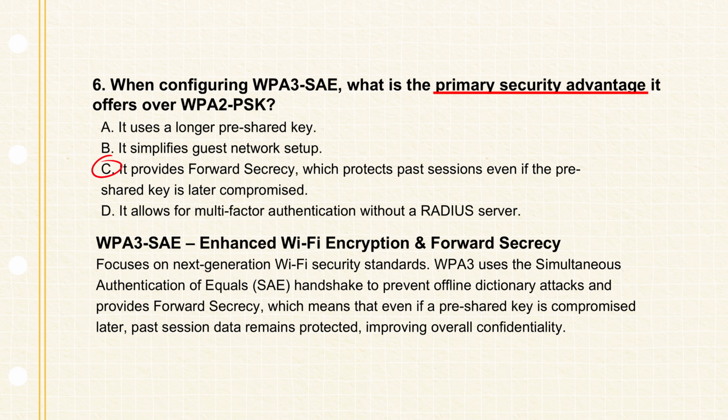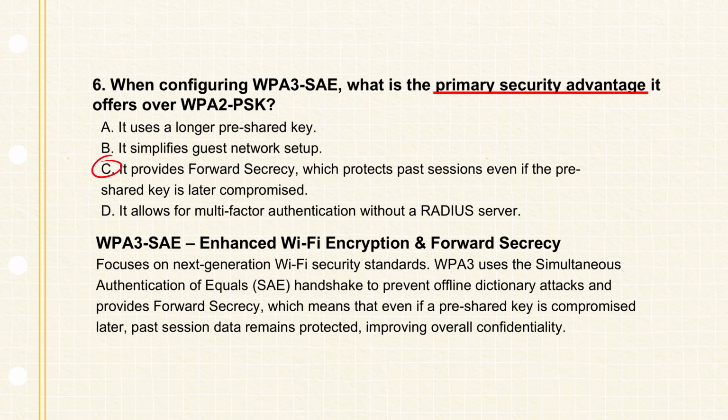Forward secrecy. Okay, what does that actually protect you from? It means that even if someone manages to steal or crack your Wi-Fi password later on, maybe months or years later, they cannot use that password to go back and decrypt the data you transmitted in the past. Your old sessions remain secure. Oh, interesting. So they can't do historical snooping even if they get the key eventually.